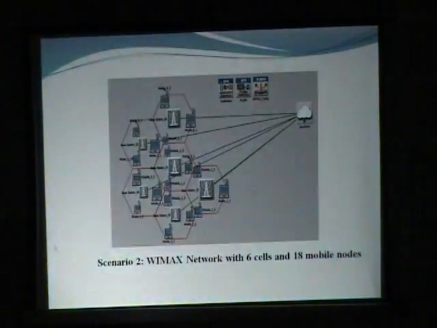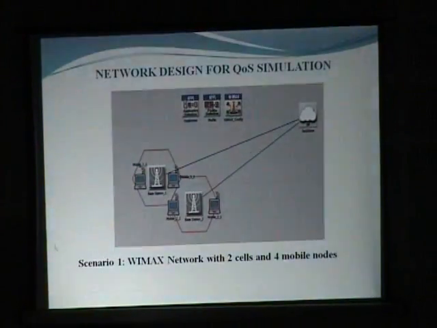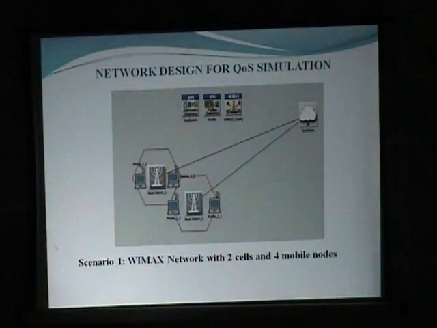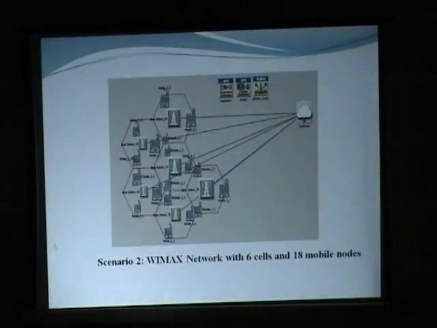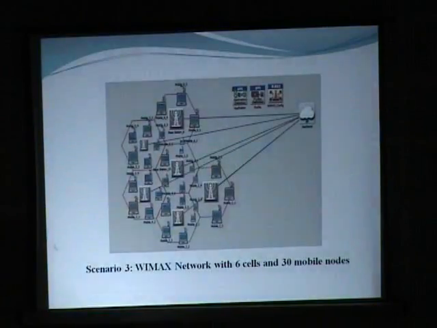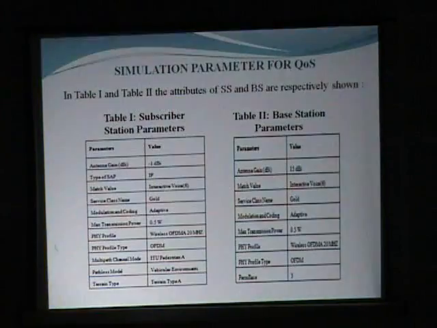The next scenario, the WiMAX network is configured with 2 cells and 4 mobile nodes. In scenario 2, the number of cells and mobile nodes are increased to 6 cells and 18 mobile nodes. In scenario 3, WiMAX network is randomly selected with 6 cells and 30 mobile nodes. Simulation parameters for QoS, the subscriber station parameters and base station parameters. You can have a look at the table.